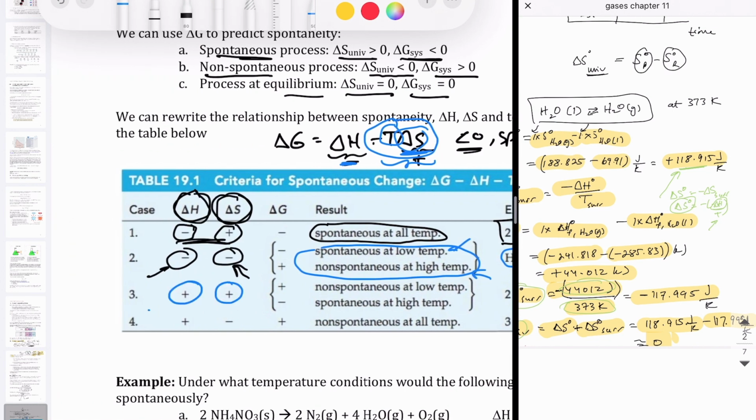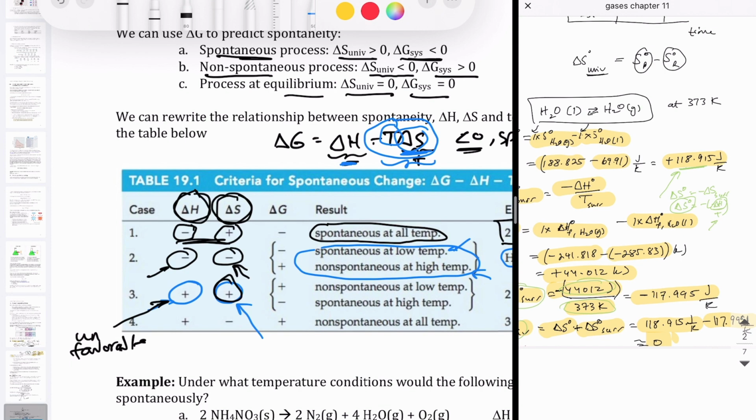What about if we have two positive numbers? So we have an endothermic reaction, delta H is positive, and we have a positive delta S. Well, again, that factor, the positive enthalpy change, is not favorable. Why? Because now you're making a product that is less stable than your reactant. So this is unfavorable. But then your entropy is favorable because you're getting a positive entropy change.